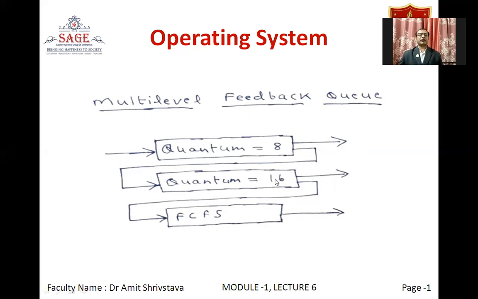Again, it will be given 16 milliseconds more, so now the total time becomes 24 milliseconds. Here also, if the process completes, it can exit from this queue. And if the process still does not complete after these 24 milliseconds, it will be sent to the lowest level queue, which will be executed on a first come first serve basis. So why are we using this time quantum?